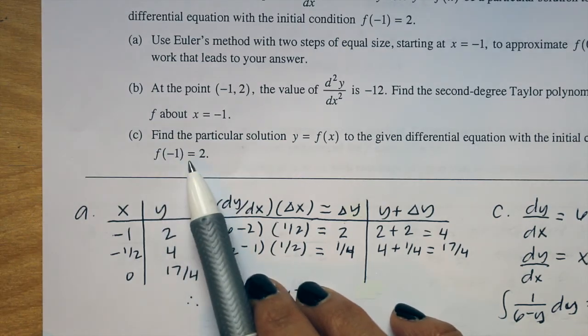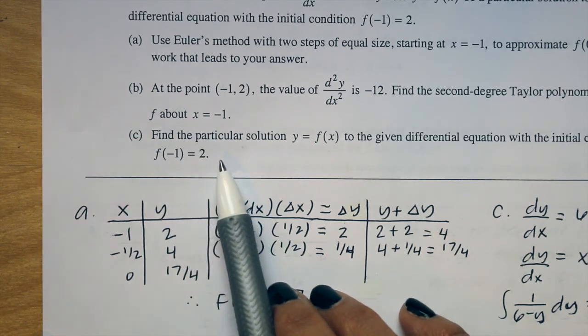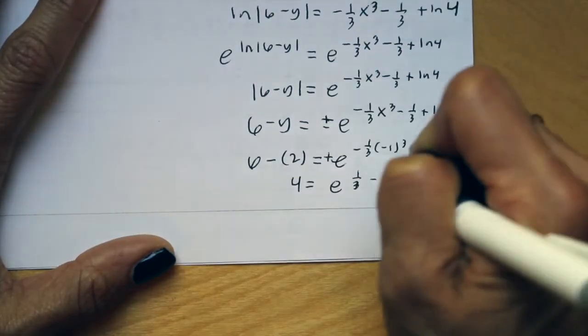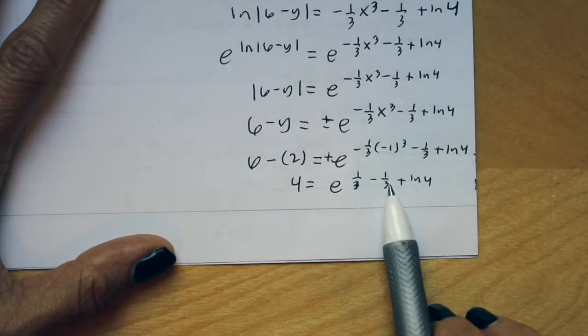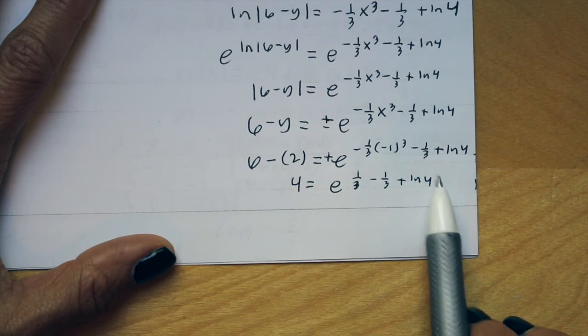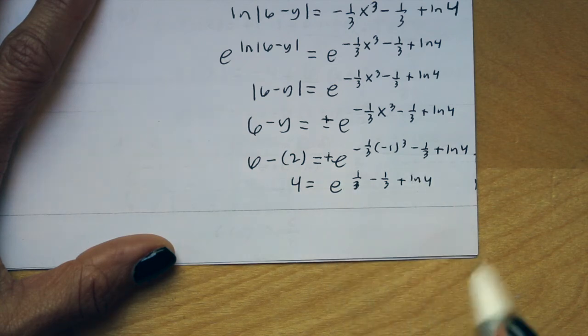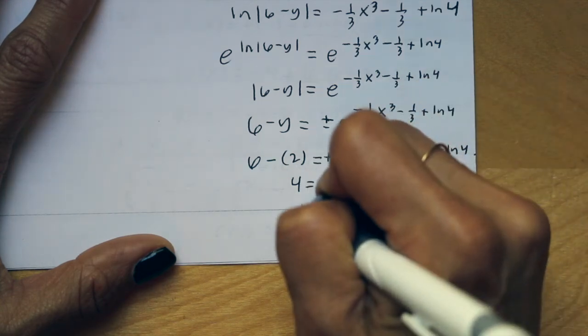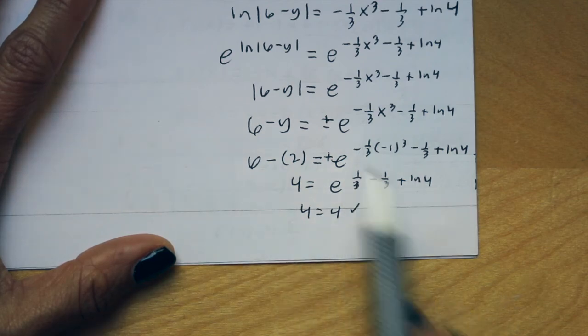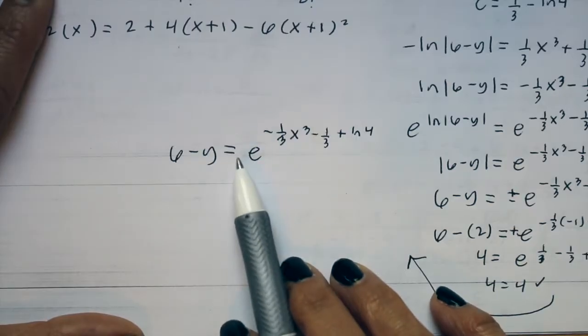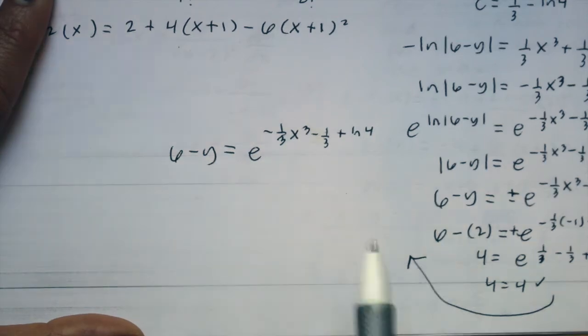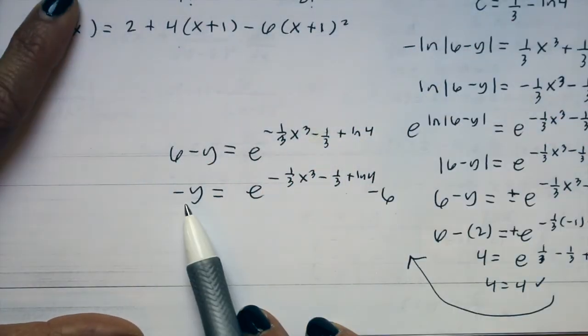Because f of negative 1 is equal to 2, let's go ahead and check the positive option. And you can see that these are going to make 0, and then you get e to the ln of 4. So e to the ln of 4 would just make 4, and you end up getting 4 equals 4. So it worked out using the positive option. So we're going to use the positive e, and then we're finally going to solve for y. Divide both sides by negative 1.